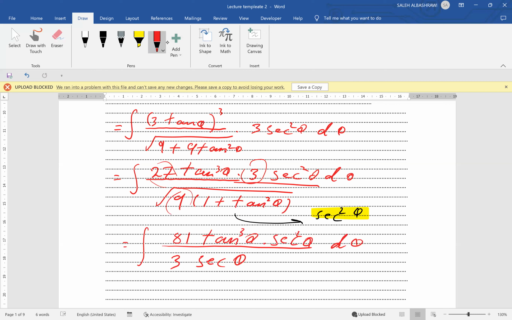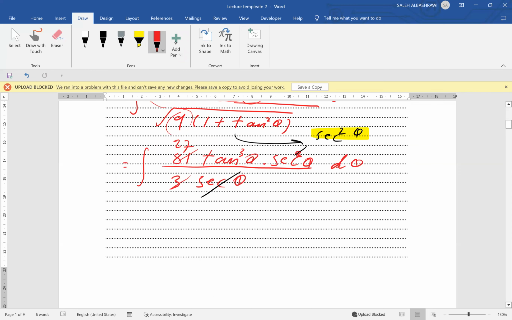Now we can simplify it. The 3 with 81 will be 27, and the secant will cancel with the square. So the integration now will be equal to 27 tangent to the power 3 multiplied by secant theta d theta. Now we have tangent to the power 3 and secant to the power 1.